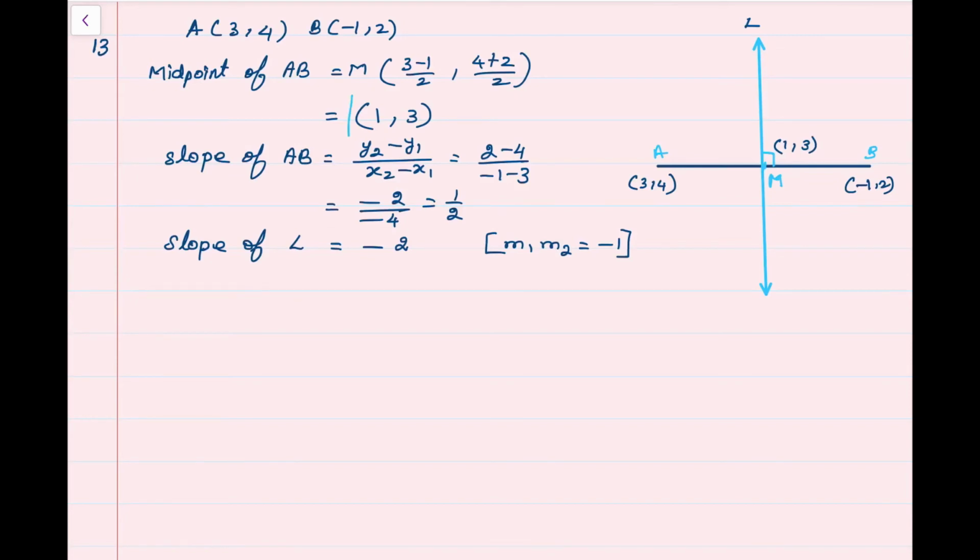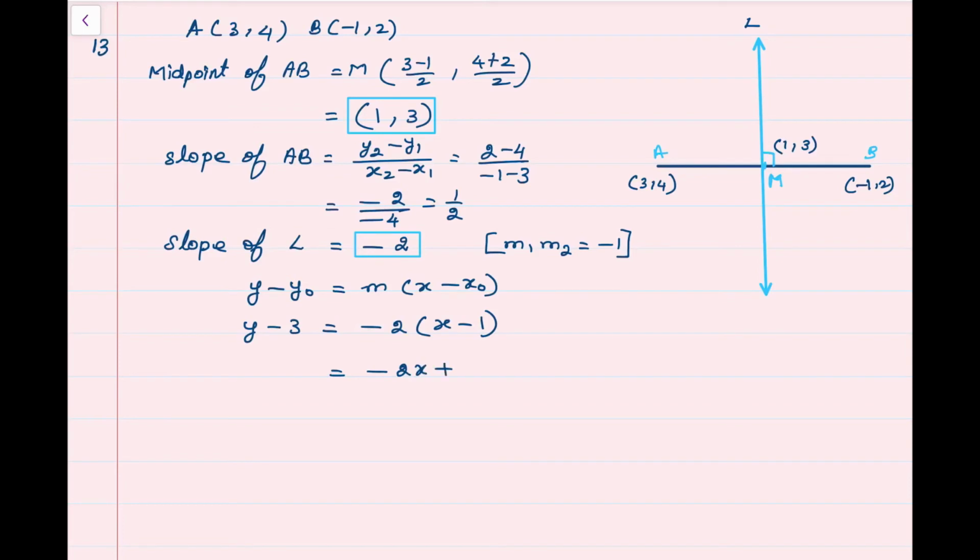Now we know one point on the line L and the slope of the line L. We will use point slope form. Y minus y0 is equal to m into x minus x0. Y minus 3 is equal to minus 2 times x minus 1, minus 2x plus 2. Therefore, the equation of the line is 2x plus y equal to 5.